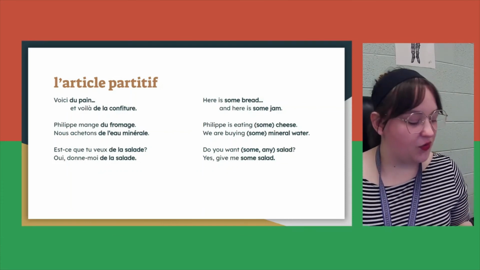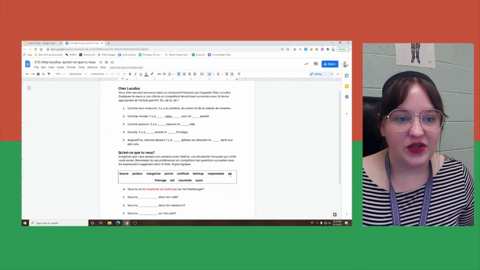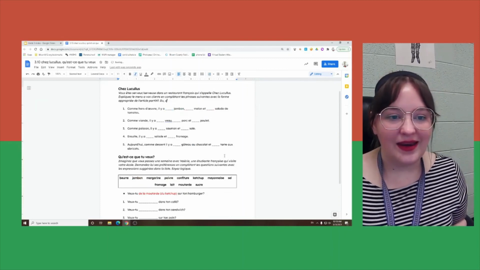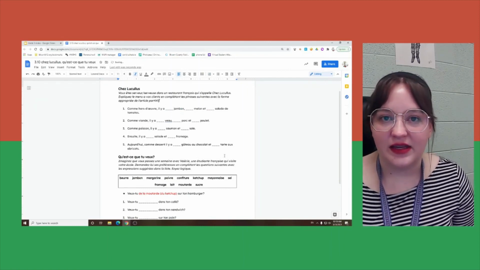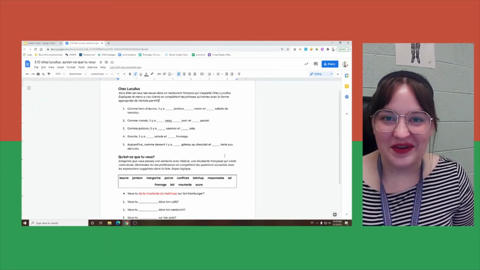I'm going to let you work on this practice. So there will be a key at the bottom so you can check your work. And then in our next video, we're going to talk about how to use the partitive article in a negative sentence. And then you know everything you need to know about the partitive article.